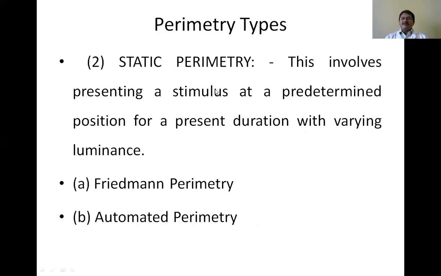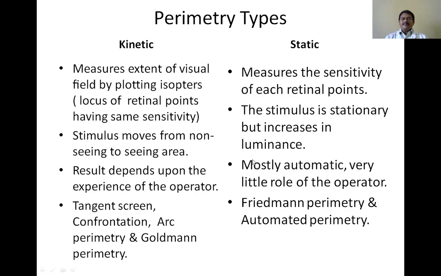The static perimeter involves presenting a stimulus at a predetermined position, at a particular point, for a preset duration with varying luminance. At a particular point, the area will be stimulated by different luminances. The Friedman perimeter and the automated Humphrey field analyzers are examples of static perimeters.